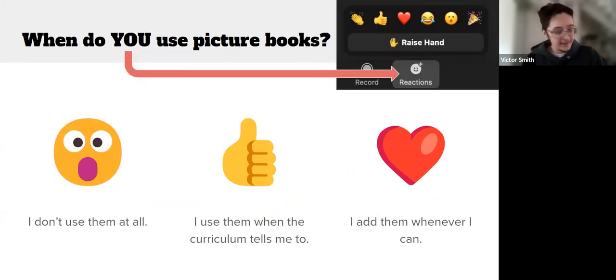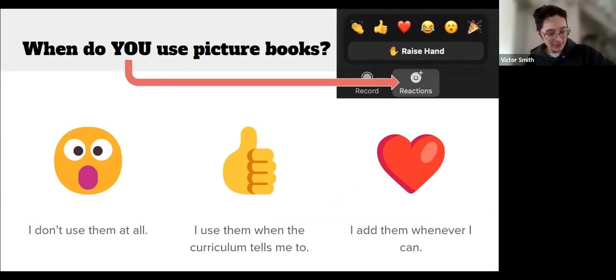So just real quick, let's now start shifting our focus into picture books. Please find this reaction icon in Zoom and choose one of these three emojis. How do you currently use picture books in your computer science classrooms?